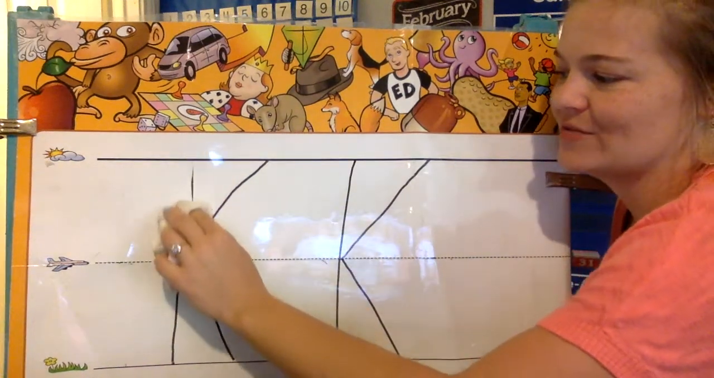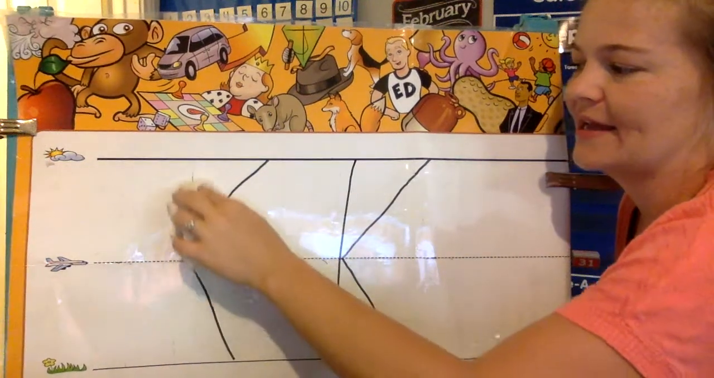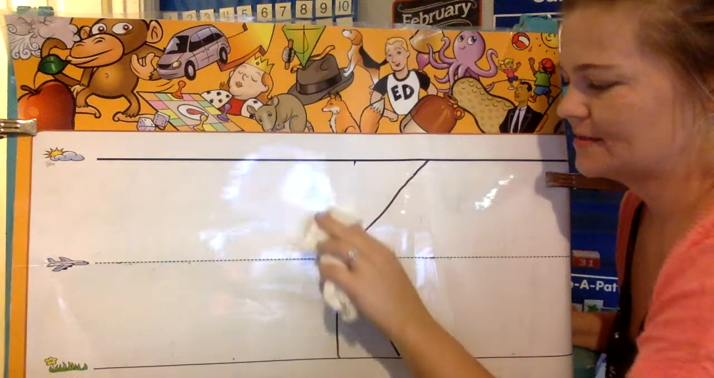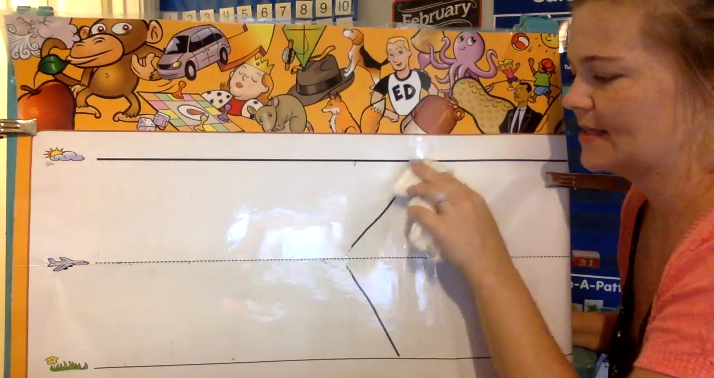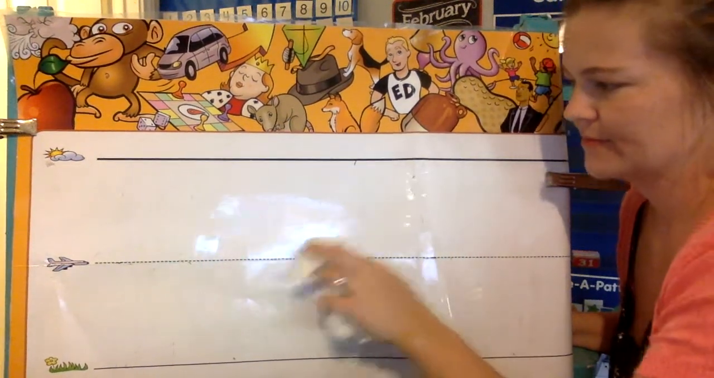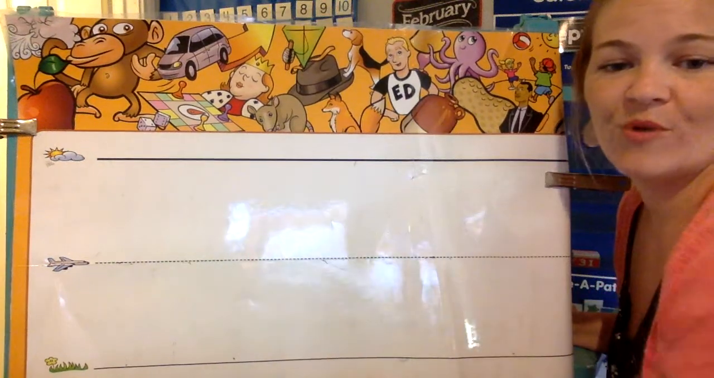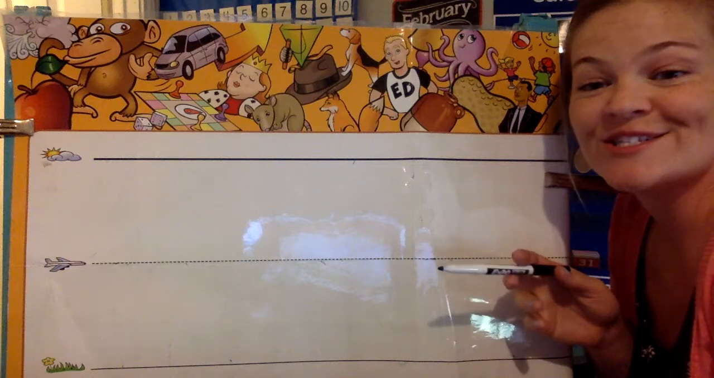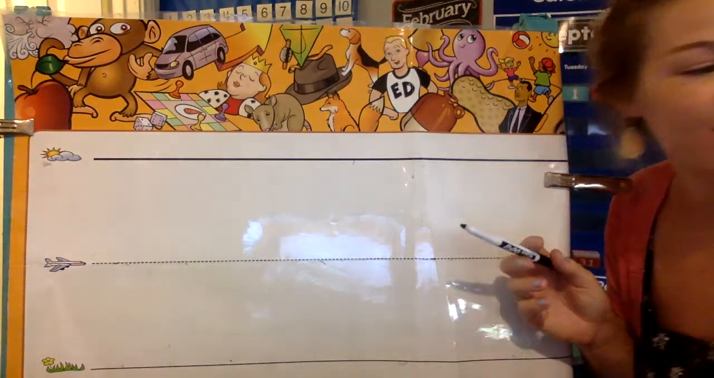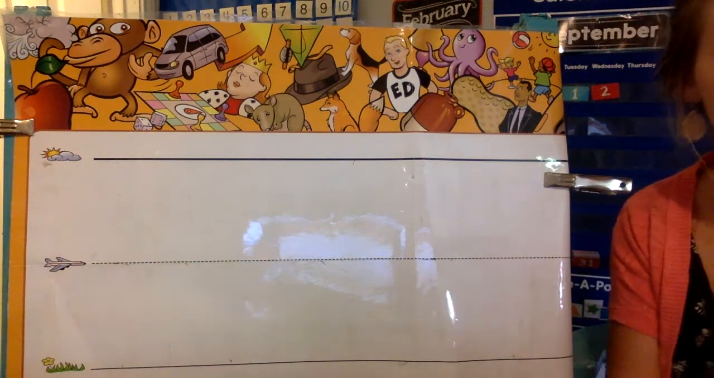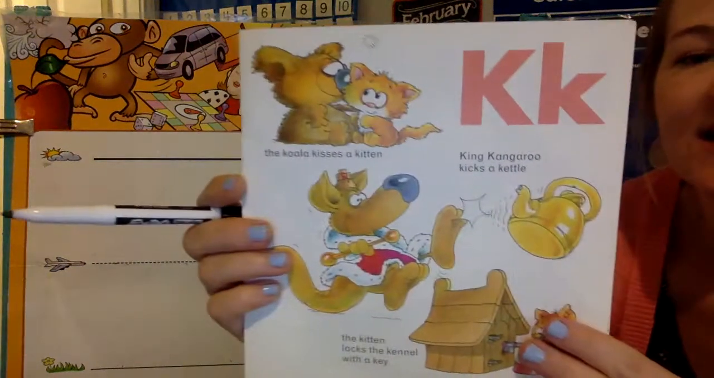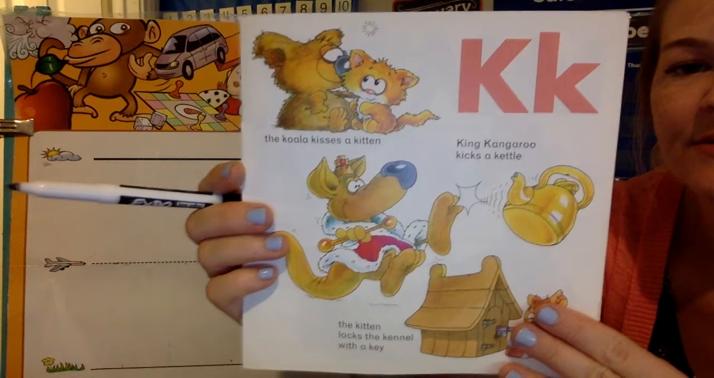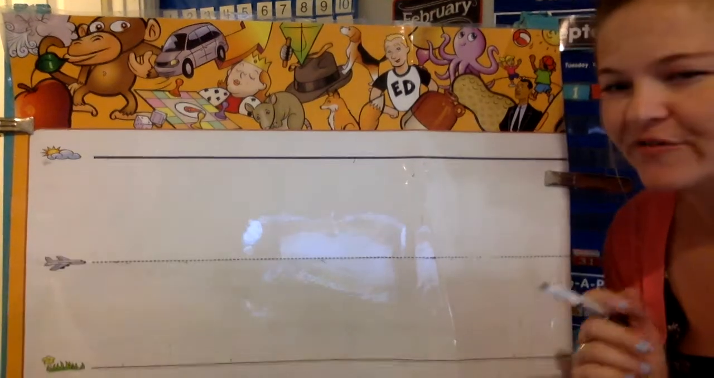All right, so let's erase your uppercase K's. So erase your uppercase K. Okay, now that our board is all nice and clean, you have your marker, we're ready to start lowercase k. So remember, upper and lowercase k both make the same sound. They both make a K sound, but they look a little bit different.